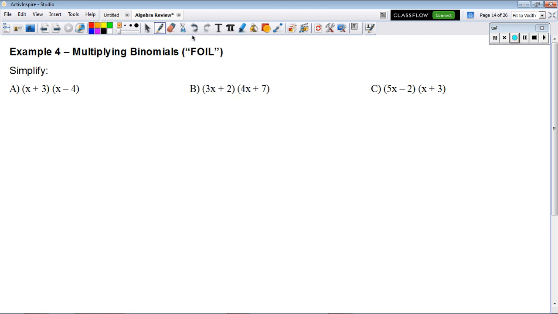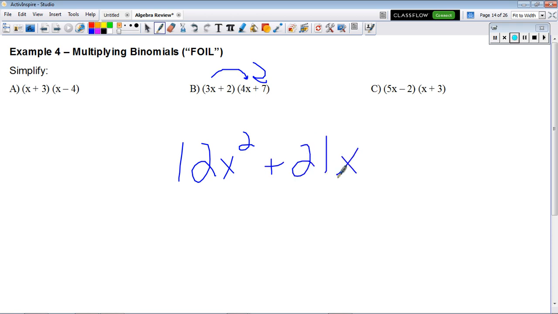For part B, I have the same thing here. I'm going to multiply 3x to both terms in the parentheses here. So when I do 3x times 4x, that's 12x squared. And then I have 3x times positive 7, that's positive 21x. And then I'm going to do the same thing with the positive 2. I'm going to multiply it to both terms in the second set of parentheses. 2 times 4x is 8x. And then 2 times 7 would be positive 14.